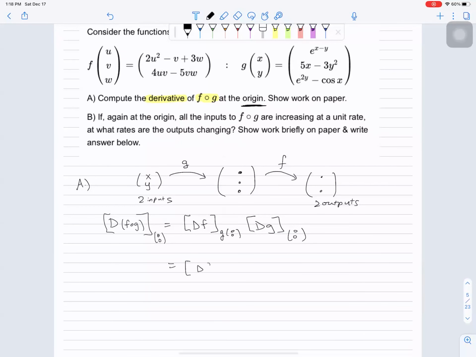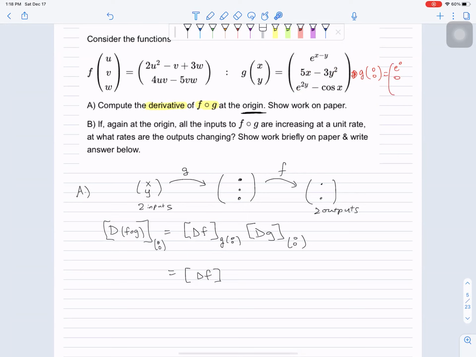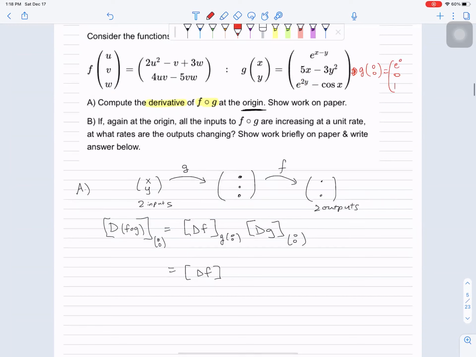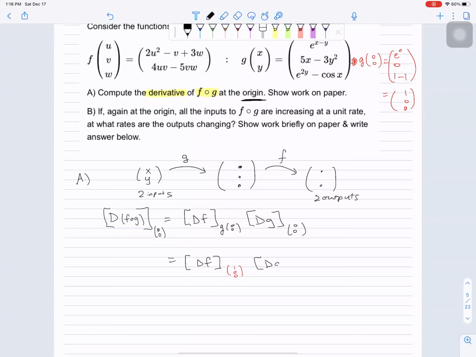Okay, and so we have df at, what is g of 0, 0? Well, for that, I can plug it in directly from up here. G of 0, 0 is e to the 0 minus 0. That's e to the 0. 5 times 0, 0, minus 3 times 0 squared is 0. And then e to the 0 is 1. Cosine of 0 is 1. So that means g of 0, 0 is 1, 0, 0, times dg of 0, 0.